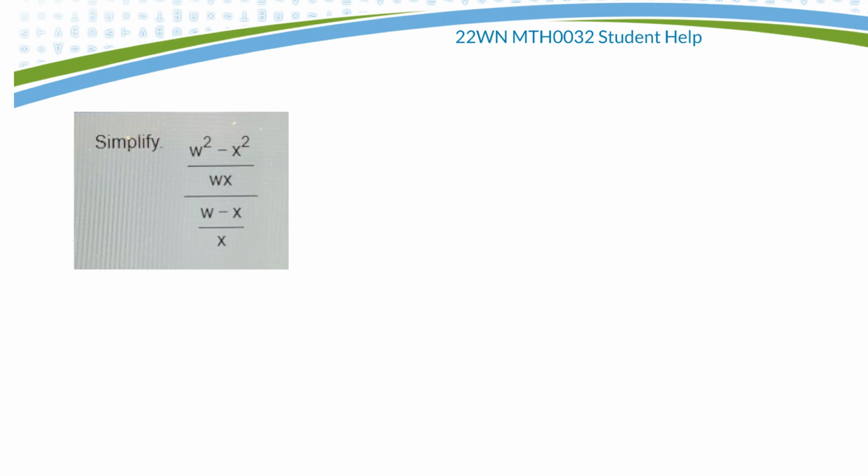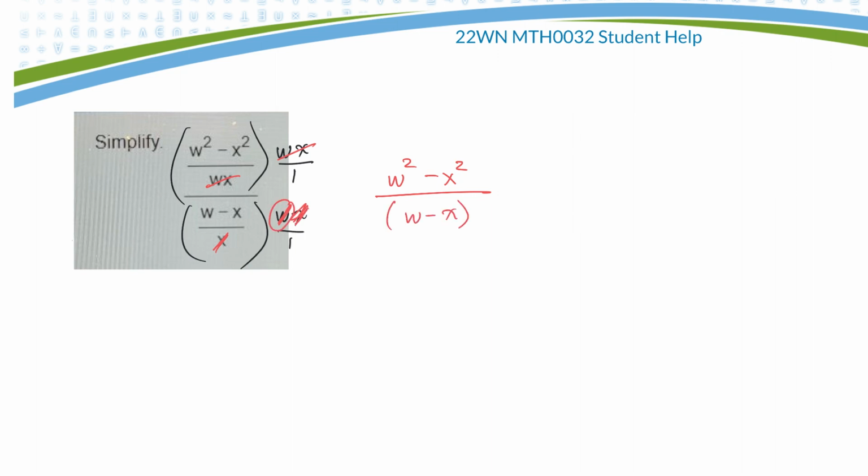Okay, so same kind of question. The lowest common denominator would be wx, so I'll multiply both top and bottom by wx over 1. On the top, the wx's cancel, leaving me with w squared minus x squared. On the bottom, the x's cancel, the y's still there, and I'm left with w minus x times the w, which I'll put at the front.